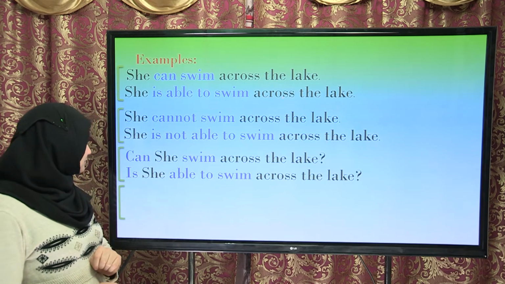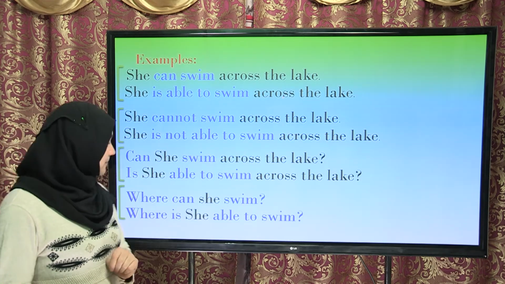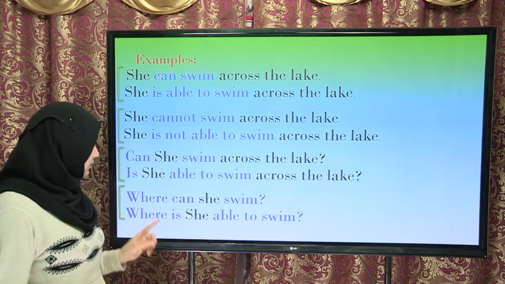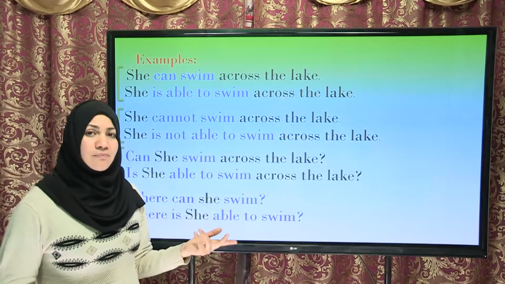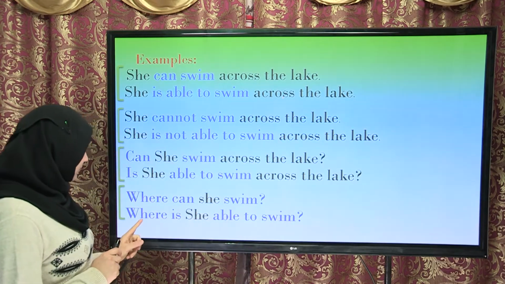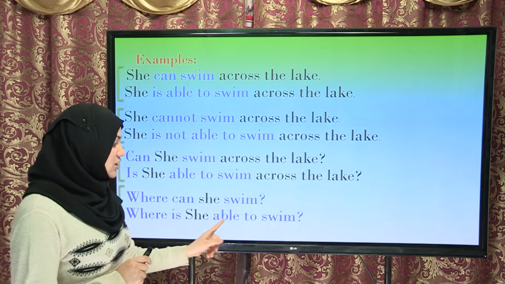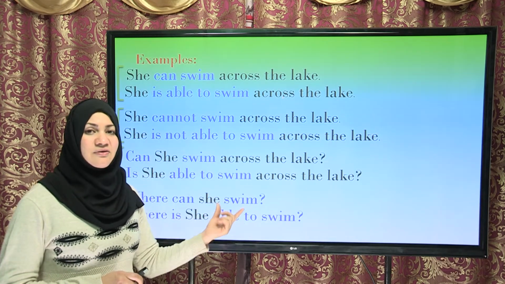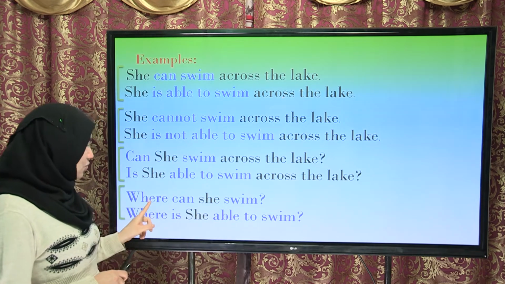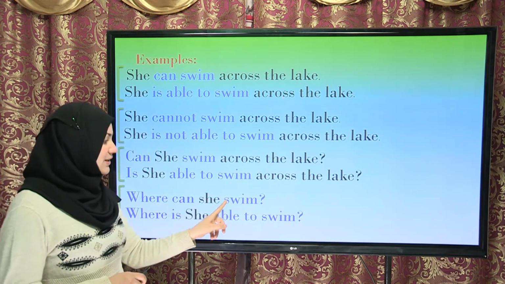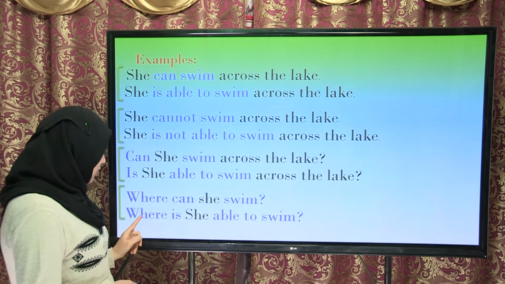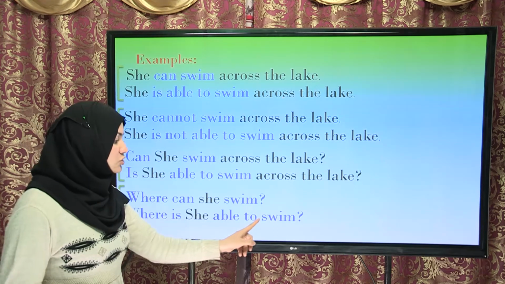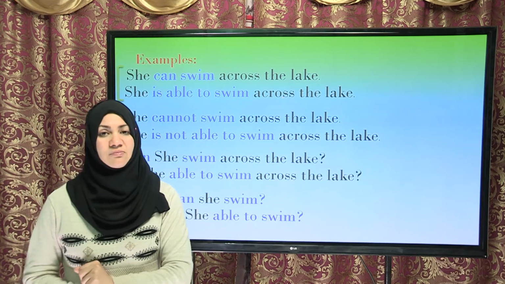The last one, WH question. We have used here where, the WH word. Where can she swim? Where is she able to swim? Both sentences have the same meaning, but are different in verbs. Where can plus subject plus infinitive, question mark. Where, to be in present, plus subject, able to plus infinitive, and question mark.